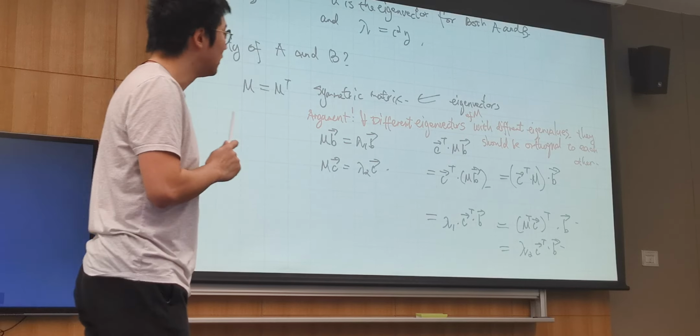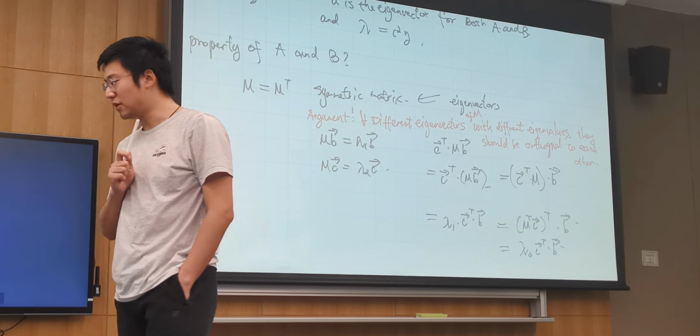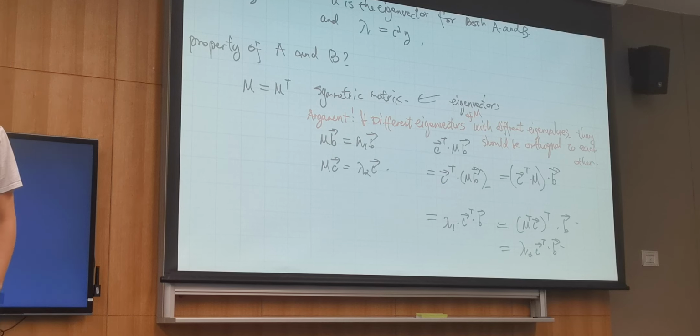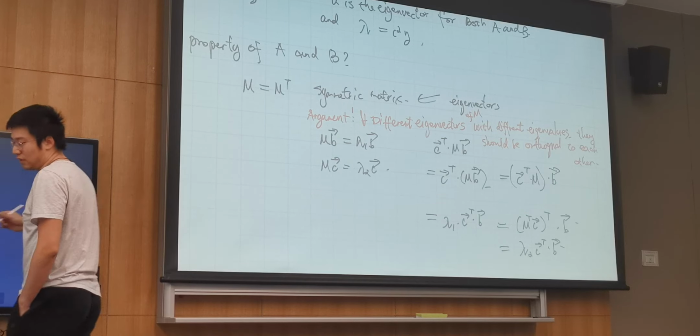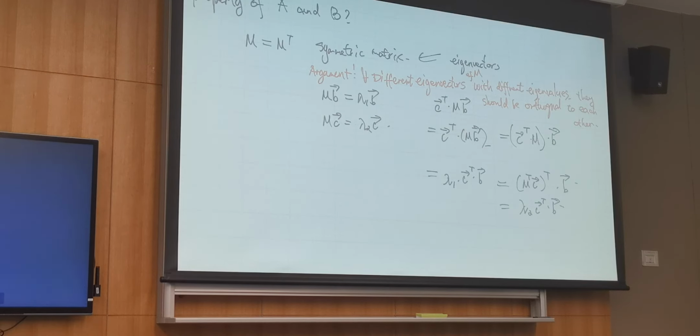Any symmetric matrix is always what? It's guaranteed to be what? It's guaranteed to be diagonalizable, right? My matrix M is, this is my argument 1, and my argument 2. Argument 2 is that M is guaranteed to be diagonalizable.